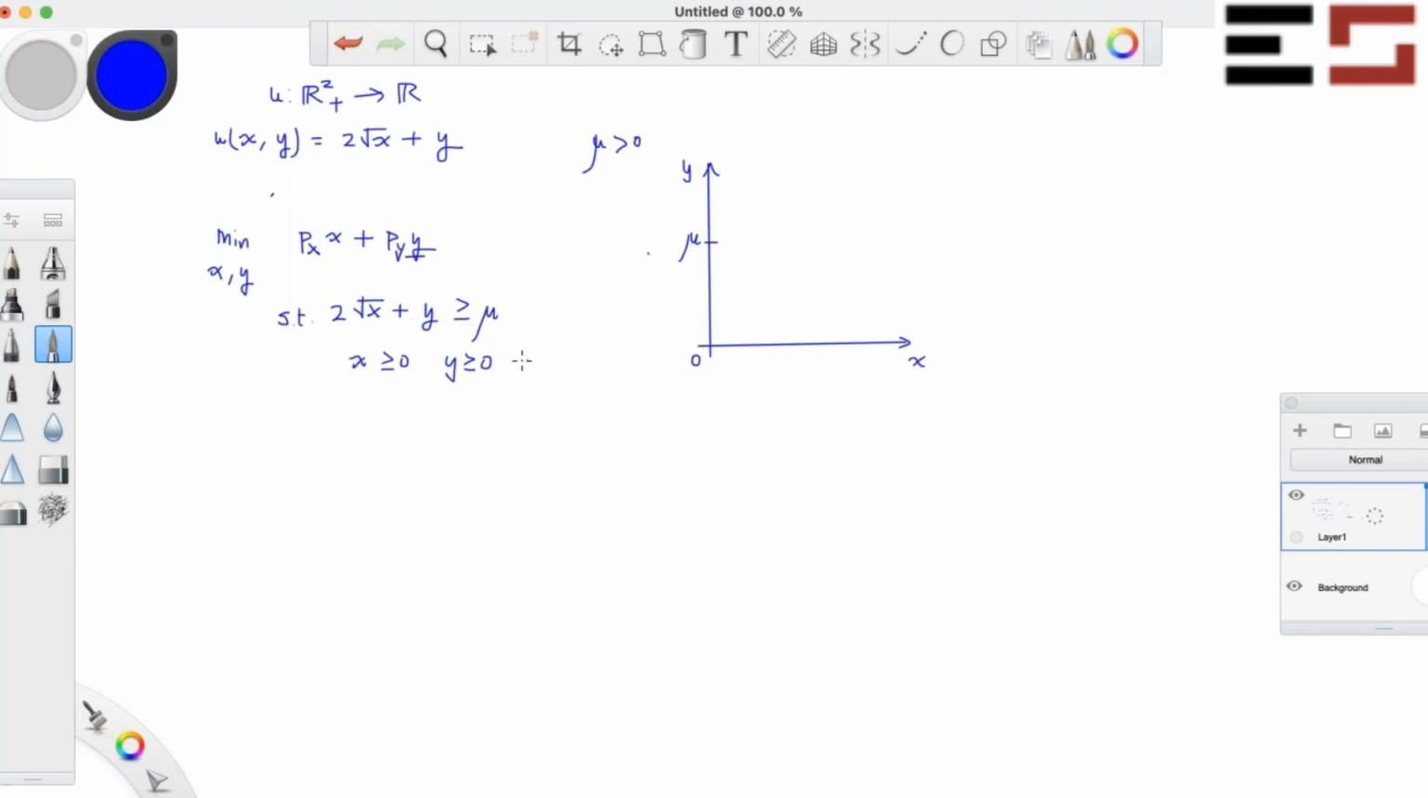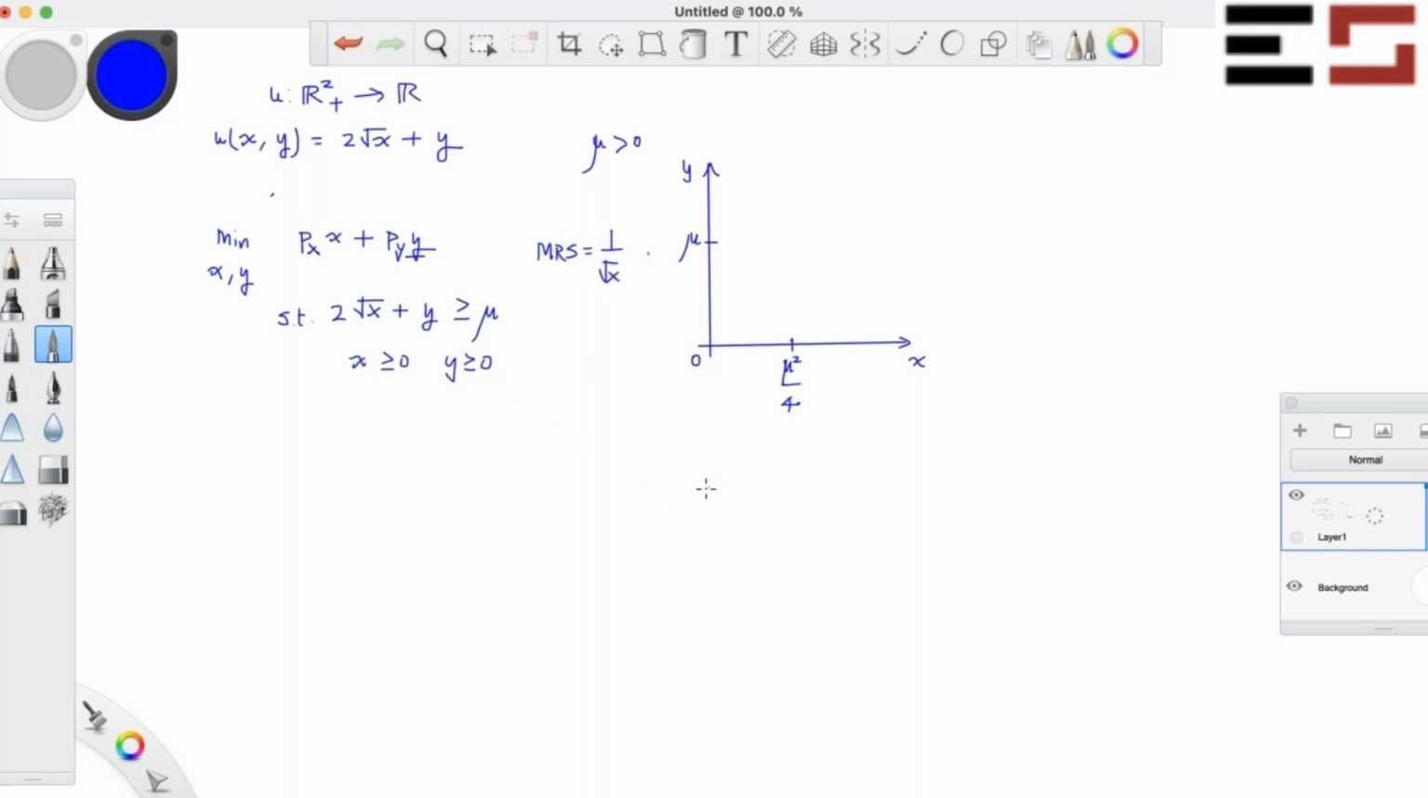So if you plot the indifference curve for mu level of satisfaction, you're going to get this as the vertical intercept. Okay, and the horizontal intercept will be mu square by 4, right? Mu square by 4. Okay, and when you plot the indifference curve, this is how it's going to look. And notice that if you figure out the marginal rate of substitution, in this case it will be 1 upon root x.